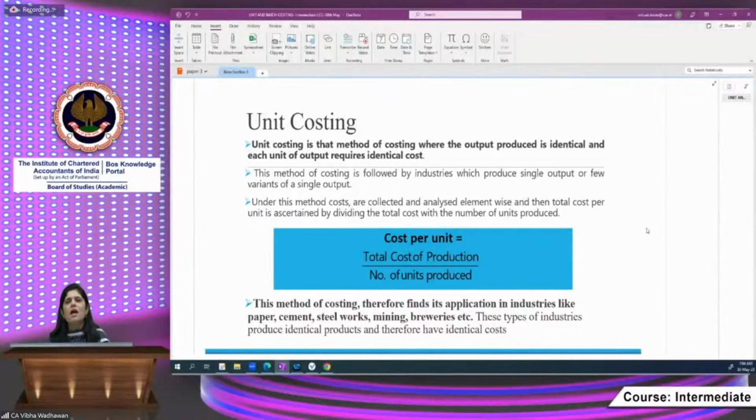So if 1,000 units are produced of a particular kind of paper, let us say a chart paper, 1,000 units of the same chart paper are being produced. So the same cost per unit will be applicable. For example, it is 5 rupees per chart paper. So that 5 rupees will be the cost for every chart paper, whether you produce 100 chart papers or 1,000 or 1 lakh, because all the chart papers are identical. All right. So when all the units of one product are identical, then unit costing is used.